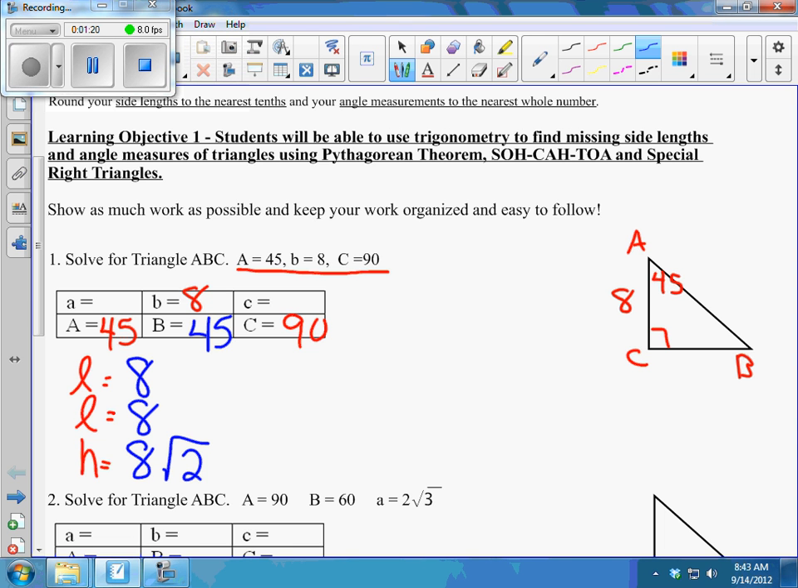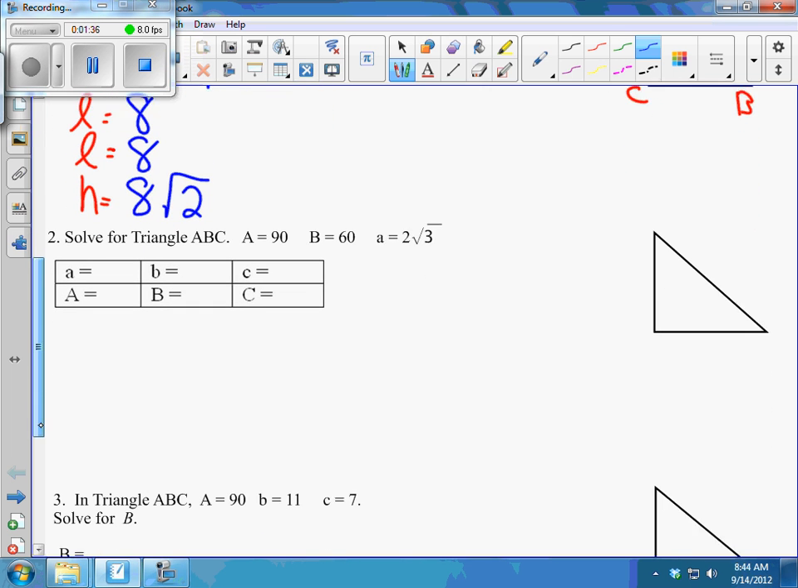And then I just have to put them in the appropriate places in the box. So A is another leg, and then my hypotenuse is C, so I'm just going to put the 8 square root of 2. So that's the quickest way to go through this, and that's the way you want to get done with this problem, is to use the shortcuts. All right, now I'm going to go to number 2.